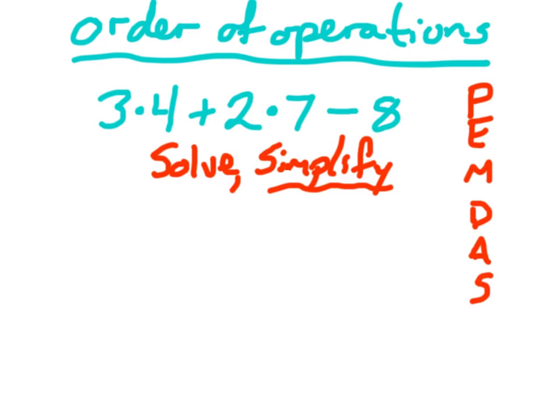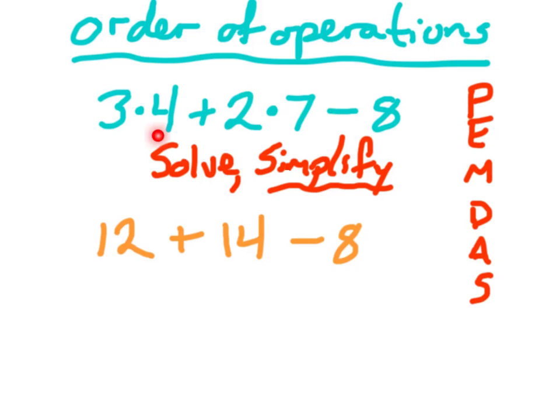We don't have any parentheses. We don't have any exponents. I'm looking here: no parentheses, no exponents, but I do have some multiplication, so I have to deal with that first. So I can take 3 times 4, and I'm going to write that out as 12 plus. And then I've got 2 times 7, and that's going to be a 14 minus 8. So that was all my multiplication. You have to do that first.